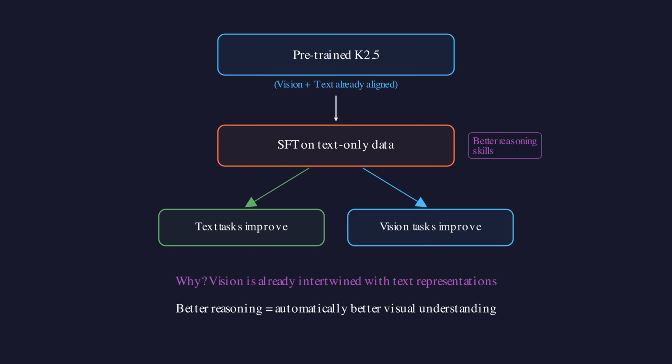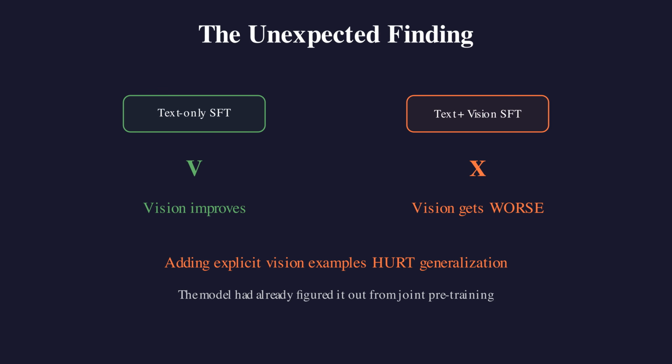But here's where it gets even stranger. When they added carefully designed vision examples to the fine-tuning data, handcrafted step-by-step visual reasoning trajectories built by researchers, the model's vision accuracy actually went down. Text-only fine-tuning made vision better. Adding explicit vision examples made vision worse. The explanation is that the model had already figured out visual reasoning on its own during joint pre-training. The hand-designed examples didn't help because they taught a narrower reasoning strategy than what the model had discovered by itself. Sometimes, the best thing you can do for a model is simply get out of its way.